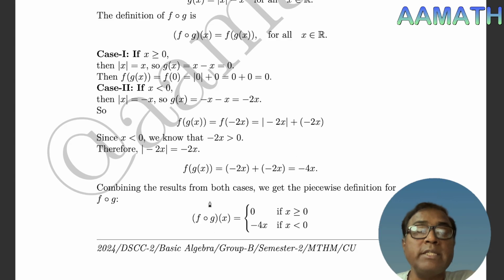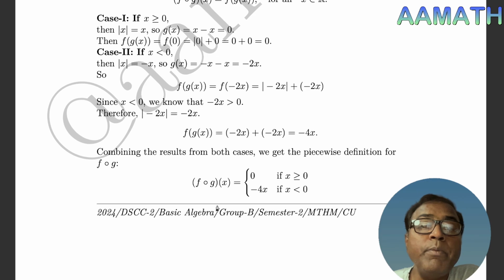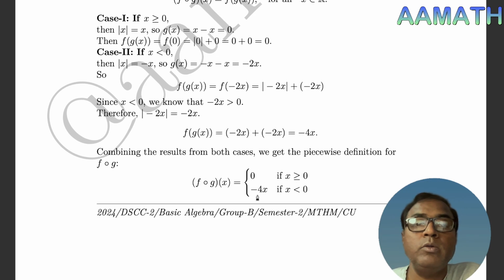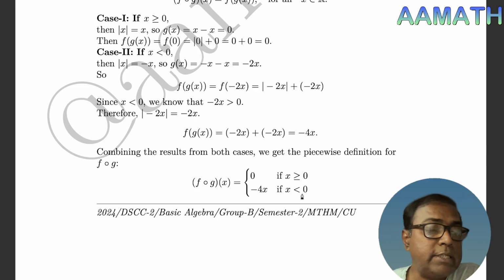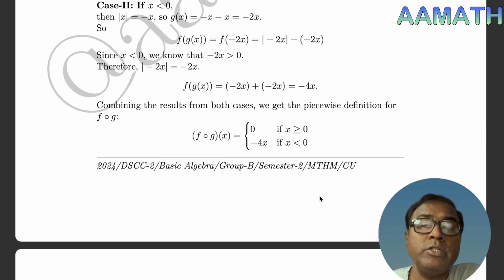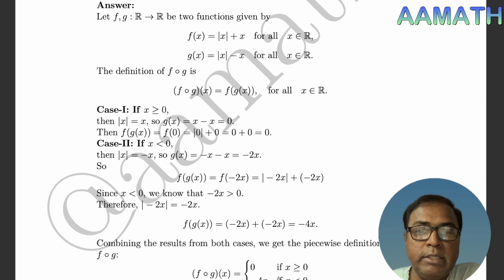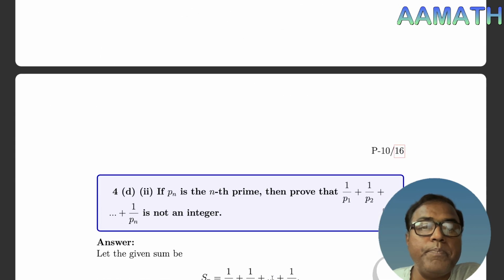So combining all these results, we get (f∘g)(x) equal to 0 if x is greater than or equal to 0, and this is equal to minus 4x if x is less than 0, and this is the f∘g. So this is the f∘g.